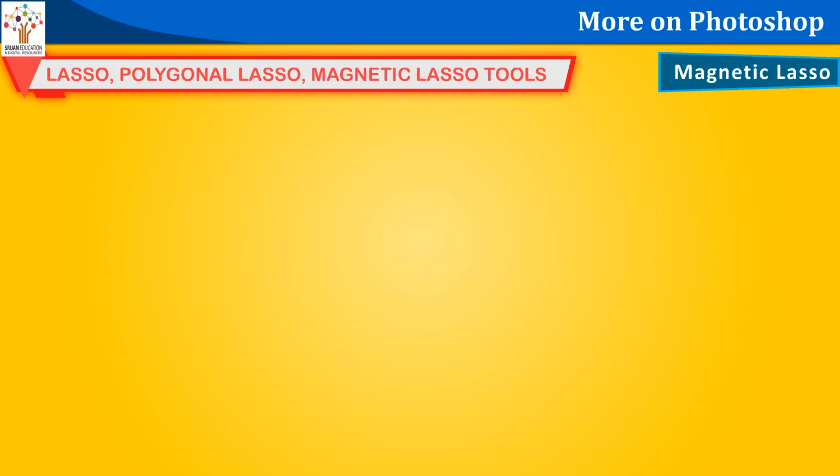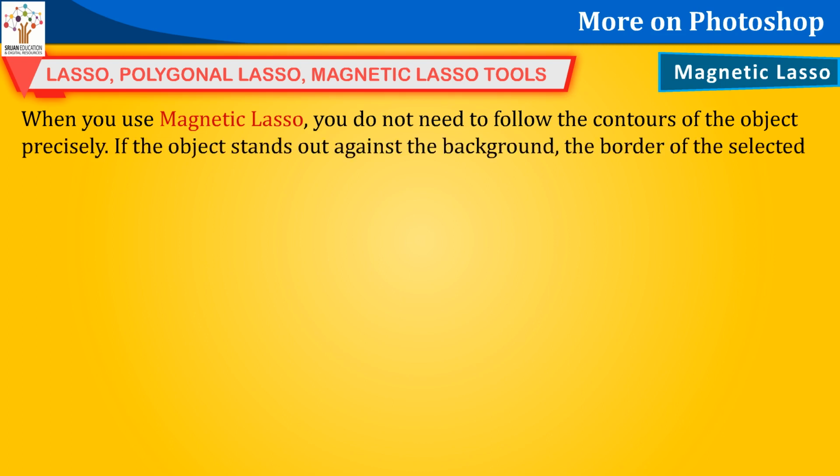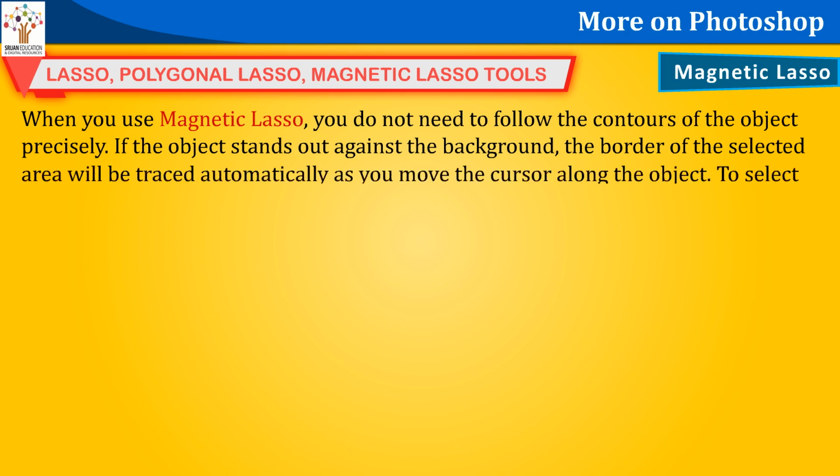Magnetic lasso. When you use magnetic lasso, you do not need to follow the contours of the object precisely. If the object stands out against the background, the border of the selected area will be traced automatically as you move the cursor along the object. To select an area using magnetic lasso, follow these steps.